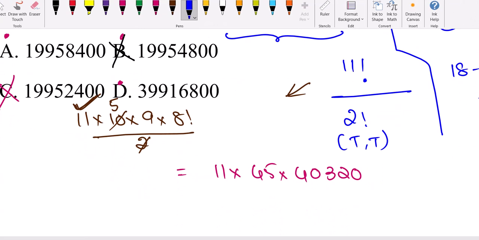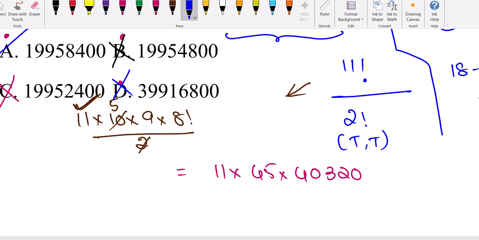11 into 45 is close to 500. I'm not saying 500, but close to 500 it will come. So 500 into 40,000 something will be close to 2, starting with 2. This is starting with 4, close to that. Rough guess, rough value. So I can go with option A. There are two options A and D, both are satisfying divisible by 11, divisible by 9. See, our question is completed.